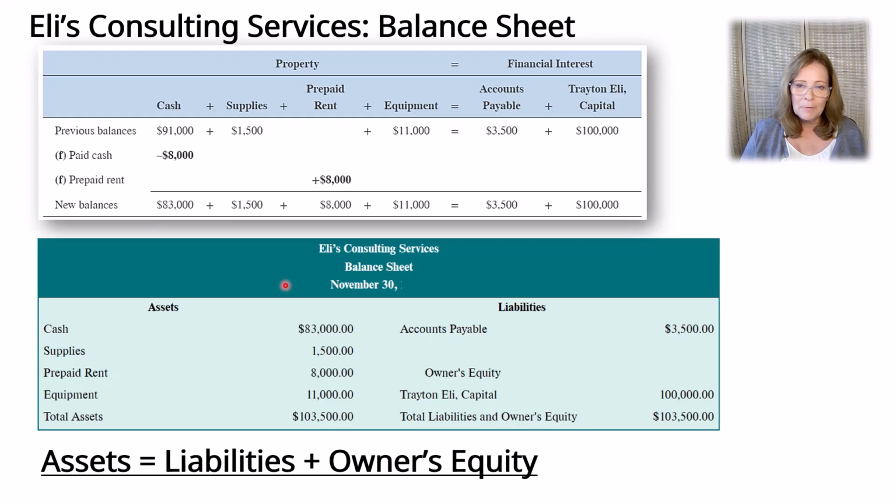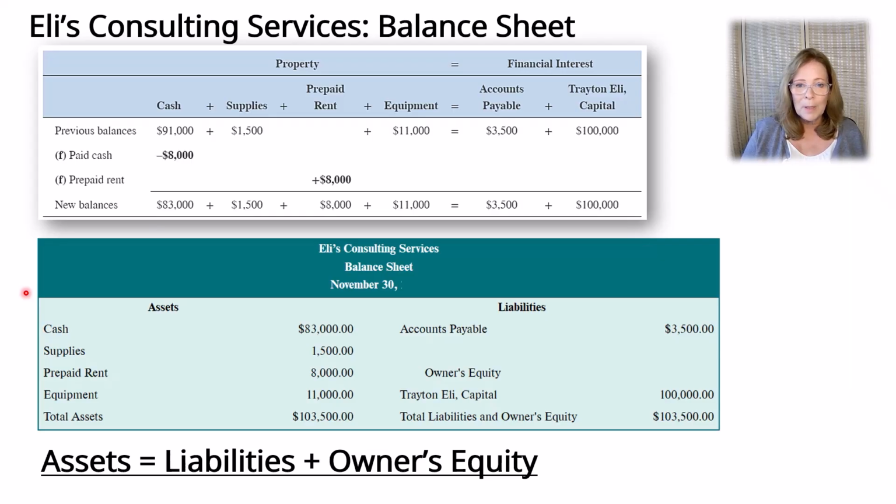The balance sheet is very similar to the table we prepared. On the left side of the balance sheet, we list all property accounts in the column called Assets. Assets is the standard word used to describe the property the company owns. On the other side of the balance sheet, we show the financial interest of the business and split it between the money owed to third parties, we call that liabilities, and monies owed to the owners, called owner's equity. In our example, Eli's Consulting Services prepared the balance sheet as of November 30th.